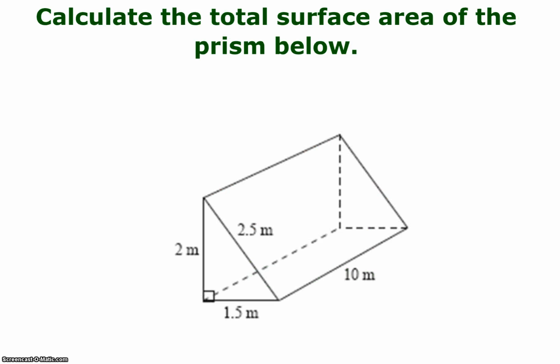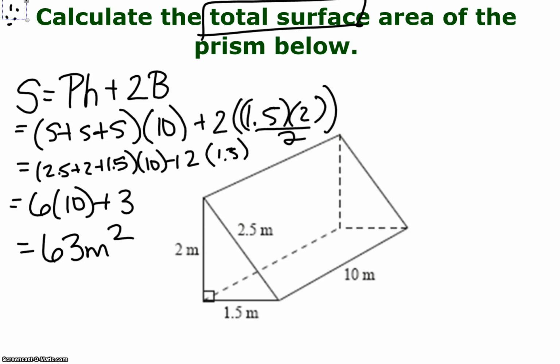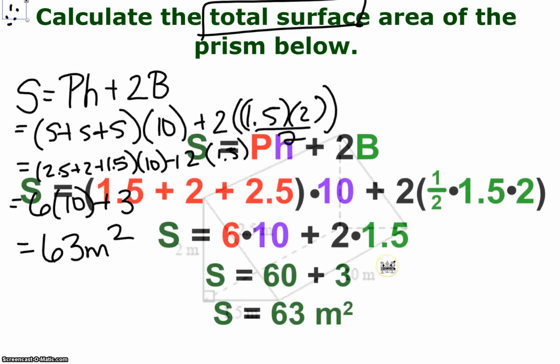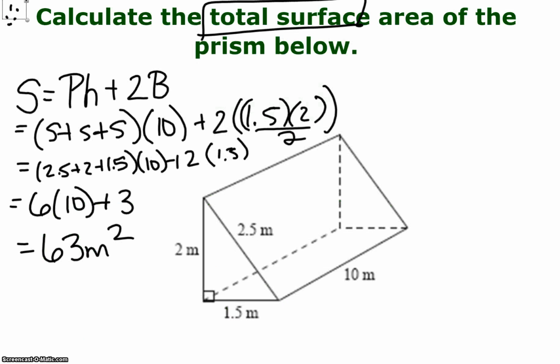Okay, next one. Calculate the total surface area. So, surface area equals perimeter of the base times height plus 2 times the area of the base. So, perimeter of a triangle is side plus side plus side. I'm going to go ahead and pause it so I can finish writing and you can have the answer. I had to pause it so we wouldn't run out of time, but you will see that this is the work that needed to be shown for this prism.